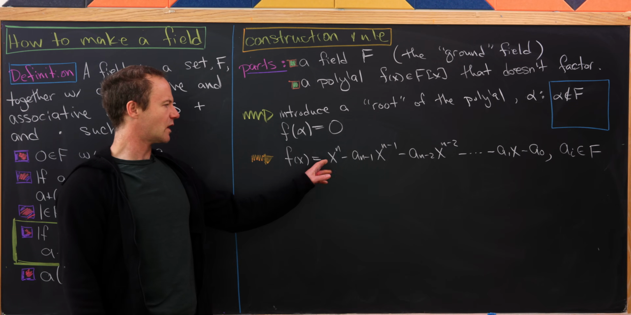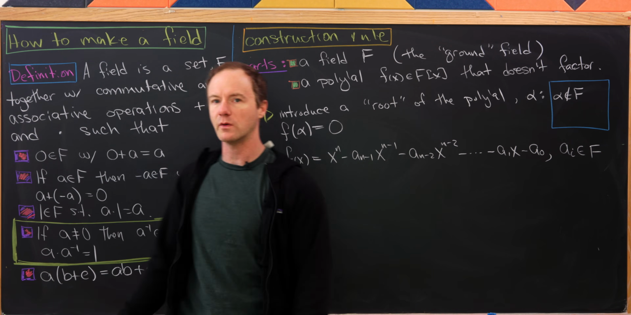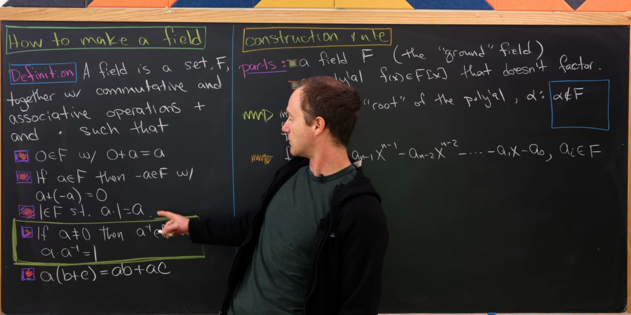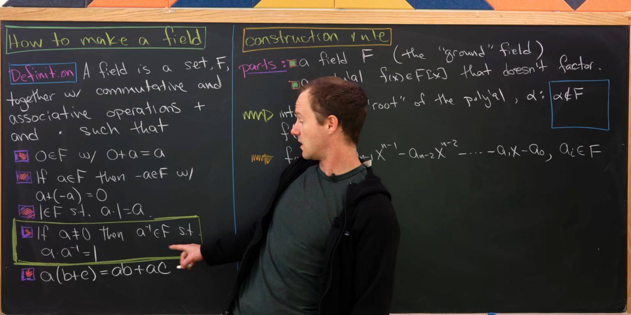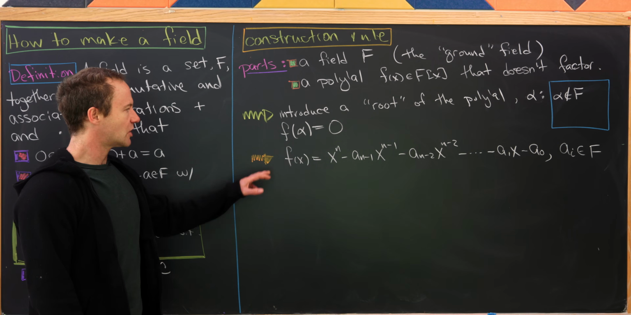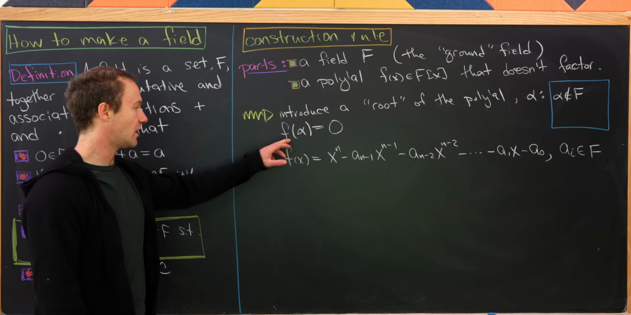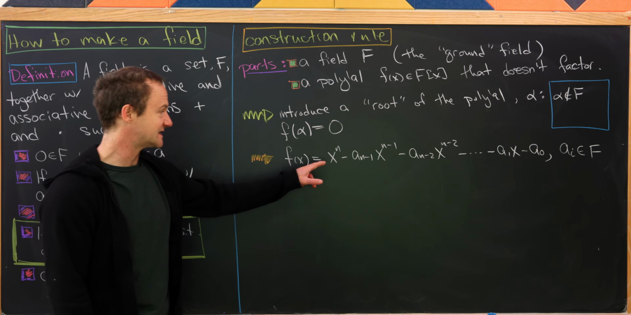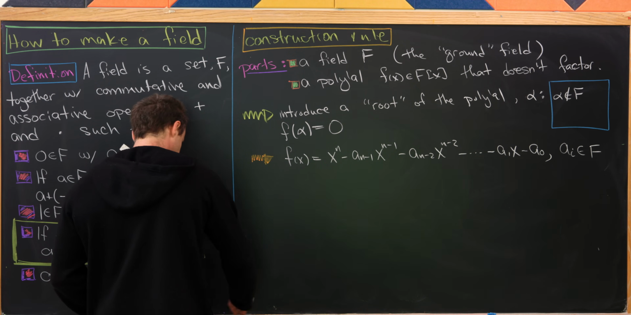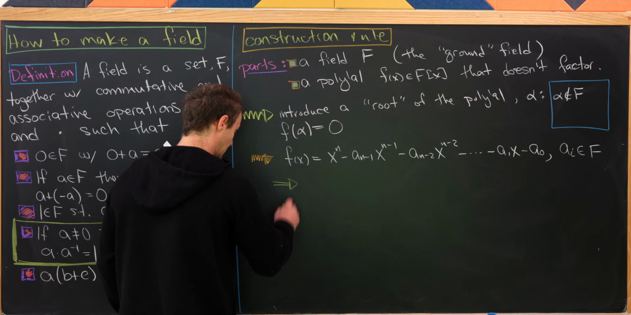Another thing, you might say, well, why do we have a coefficient of 1 here? Well, since we're in a field, we can always multiply by the multiplicative inverse of that leading term to turn it into a 1. So since we know f of alpha equals 0, we can plug alpha into this expansion of our polynomial, and we get this nice equation involving alpha.